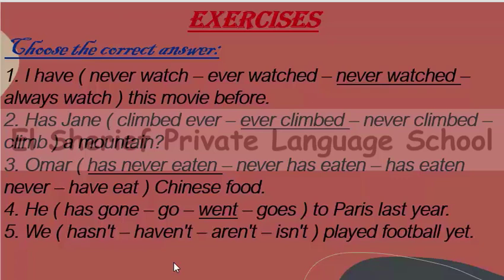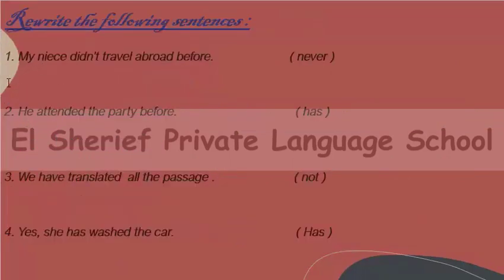Number 5. We hasn't, haven't, aren't, isn't played football yet. Here we have the word yet, so this sentence is in the present perfect. So I have played, the past participle, I would choose have or has, and with we we will choose haven't. We haven't played football yet. Let's go for the next one.